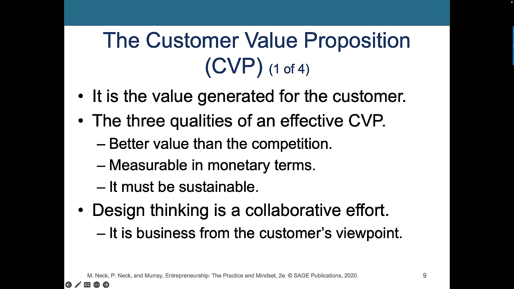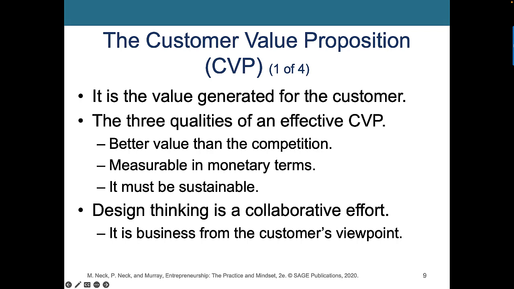Right, so an effective CVP needs to have three qualities: better value than the competition, measurable monetary terms, and sustainability. You must be able to prove that your customer value proposition is better value than offerings in the other markets, and it's sustainable, right? So you need to be able to sustain it for long periods of time.